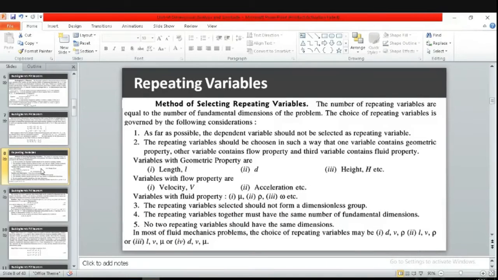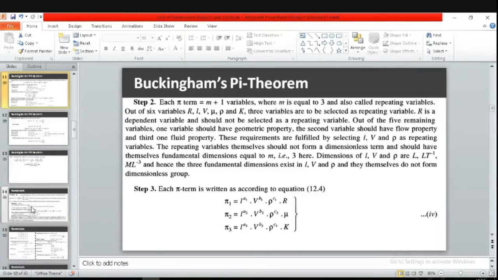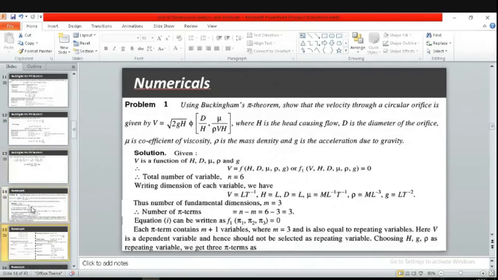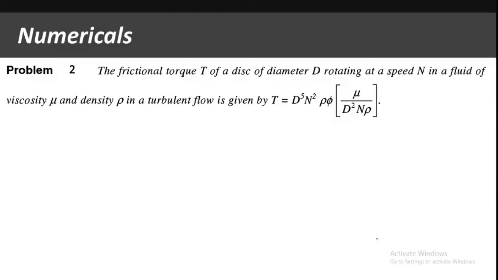Okay, then we had seen the Buckingham pi theorem in the last lecture. We had taken one problem and applied the Buckingham pi theorem. We had seen 2 problems. So we'll see this problem. I think everyone knows the answer by now. a1 is d to the power 5, b1 is 2 and c1 is 1. Similarly, a2 is 2, b2 equals 1 and c2 equals 1. So we'll see whether the same answer comes or not.